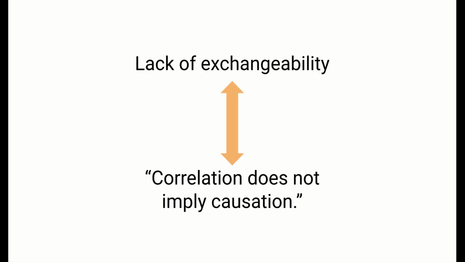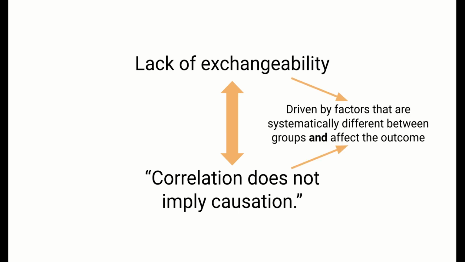A potentially helpful way to frame lack of exchangeability is by drawing a connection to the saying, correlation does not imply causation. When people say that correlation does not imply causation, they're saying that a correlation between, say, an exposure and an outcome does not imply that the exposure has a causal effect on the outcome. They'll generally say something along the lines of, there could be tons of differences between the exposure groups. We can't know if the exposure is the thing actually causing the outcome. The part about tons of differences between the exposure groups is exactly what drives lack of exchangeability: systematic differences between comparison groups of characteristics that affect the outcome.